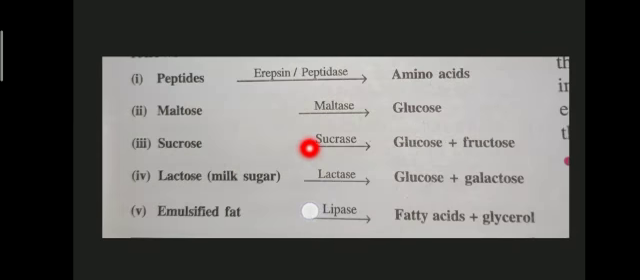Now let us talk about the intestinal juice, that too is secreted by the walls of the intestine, which contains certain enzymes. The leftover peptides are again acted upon by erepsin or peptidase to form amino acids. Maltose is acted upon by the enzyme maltase to form glucose. Sucrose is converted into glucose and fructose by the help of sucrase. Lactose is converted into glucose plus galactose by the help of lactase. Emulsified fat is converted into fatty acids and glycerol by the help of lipase. So these all are the intestinal enzymes secreted by the walls of the intestine along with the intestinal juice, and they help in the conversion of the leftover substances of the food to the final product. So these are the final products, and now these substances are ready to be absorbed by the intestinal wall.